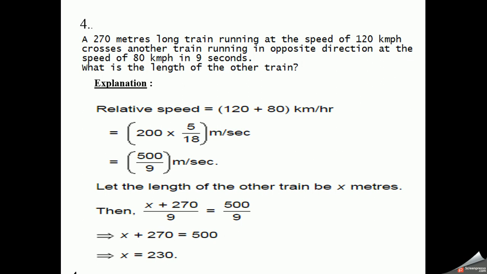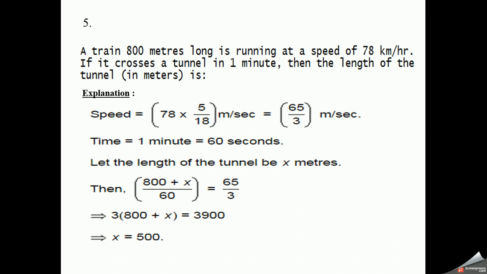Given the length of the first train is 270 meter, we have to calculate the length of the other train. Consider the length of the other train is x. Apply the formula speed equals distance upon time. So x plus 270 is the overall distance, and time equals 9 seconds, and speed equals 500 by 9. When we make the cross multiplication, you get the value x equals 230. So let's move to the next problem.